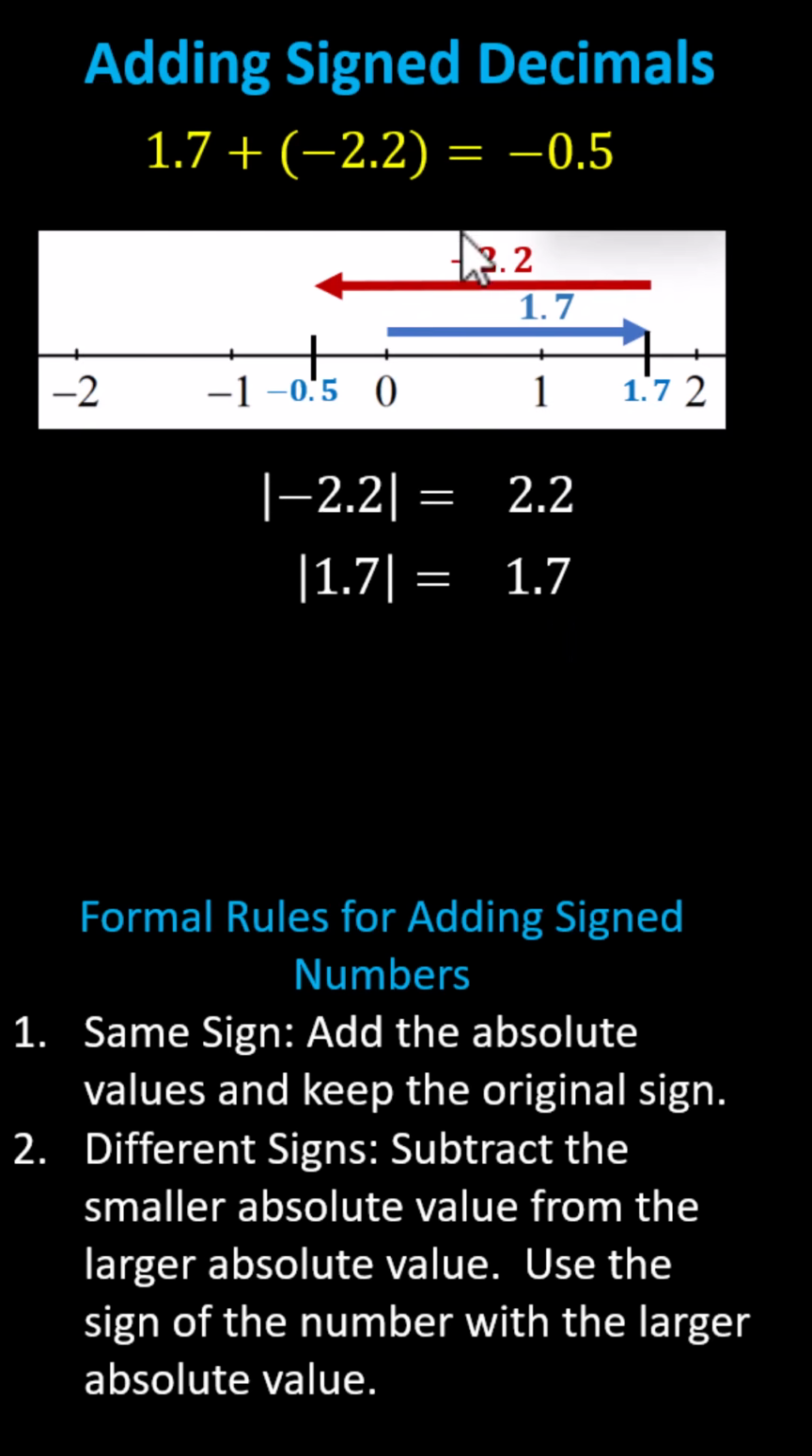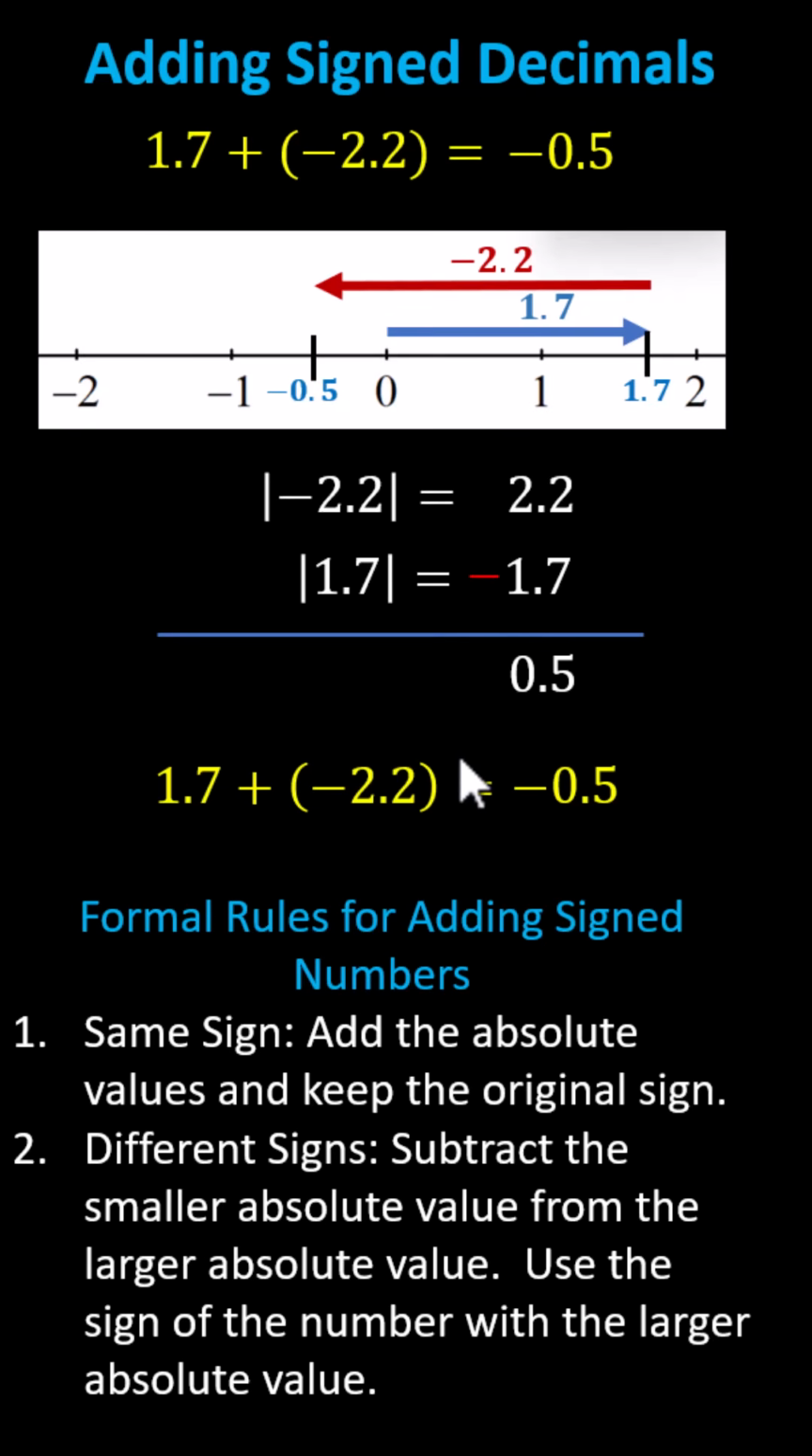This time, because the original signs were different, we subtract. The difference is 0.5 or 5 tenths, but because negative 2.2 or negative 2 and 2 tenths has the larger absolute value, the original sum is negative 0.5 or negative 5 tenths.